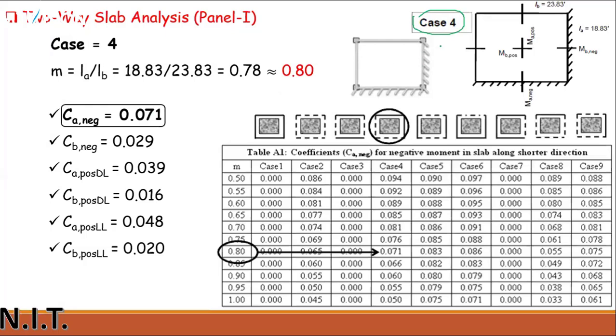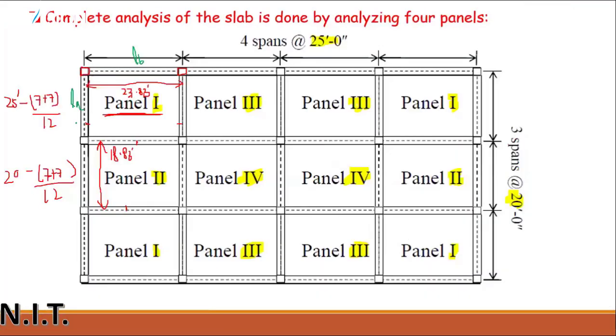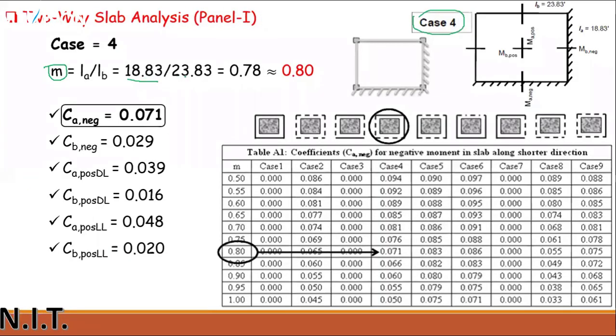Once you have decided case number 4, you need to calculate the M value. This is LA divided by LB. The LA value is 18.83 and the LB value is 23.83. Clear? So LA divided by LB gives 0.78, which is approximately 0.80. So for case 4, the M value is 0.80. Now, can we calculate the coefficients?